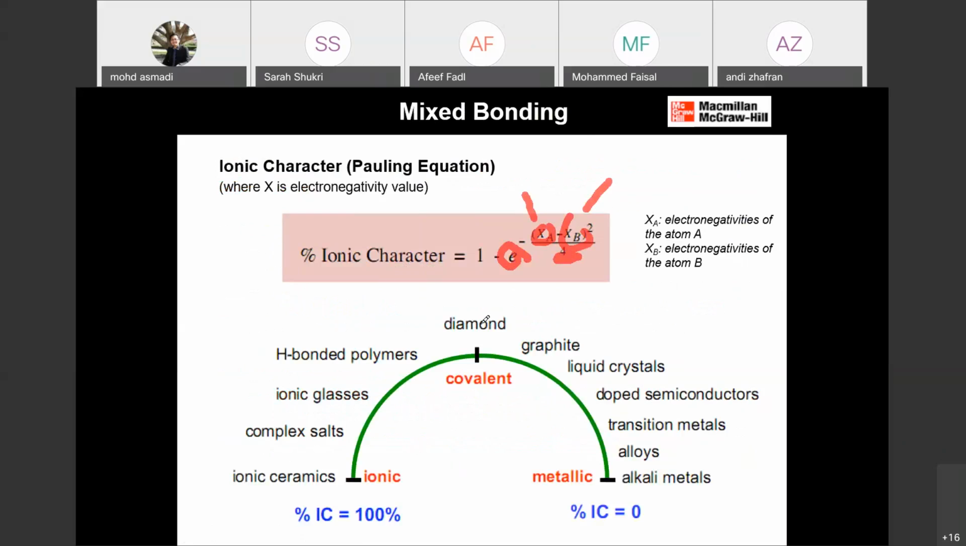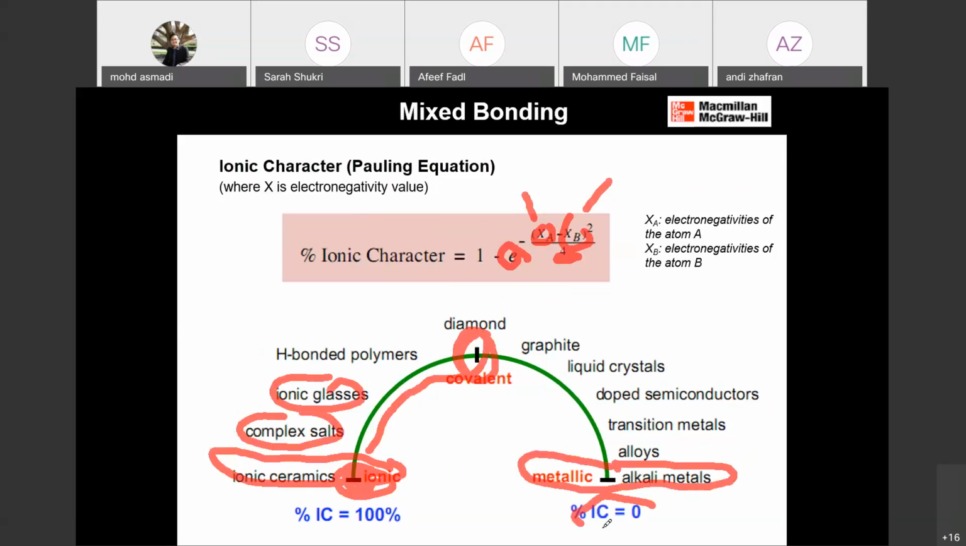If the ionic character is 100%, it is going to be ionic, and as it reduces it becomes covalent. This is more towards diamond. This one is ionic, like gas and complex salt. Metallic is where the ionic character is close to 0, like alloys, transition metals, semiconductors, liquid crystals, and graphite. This one is already mixed.